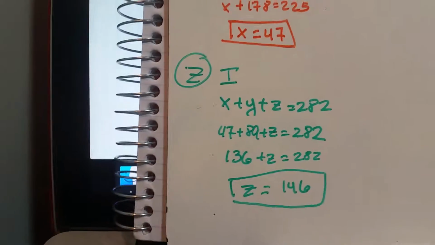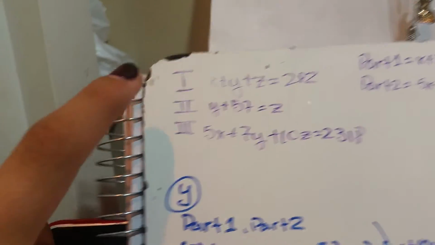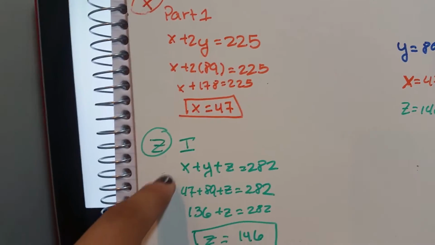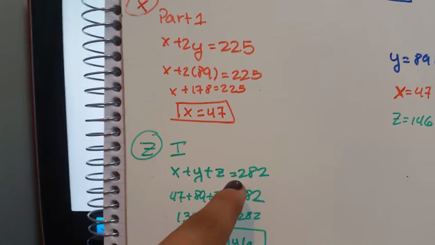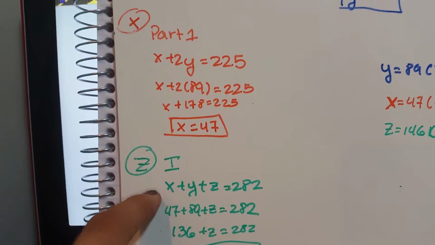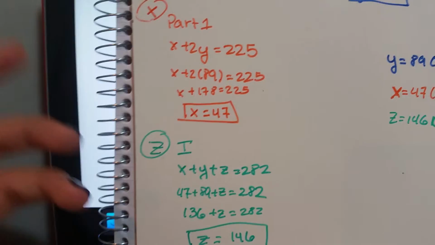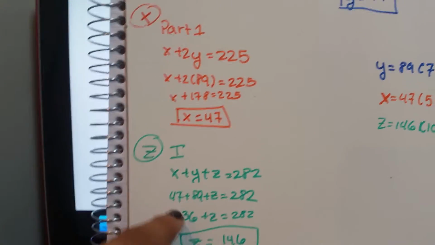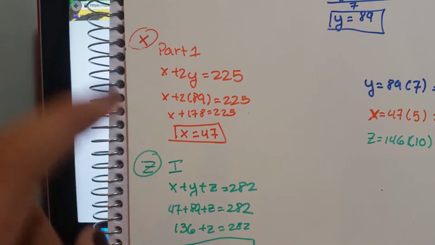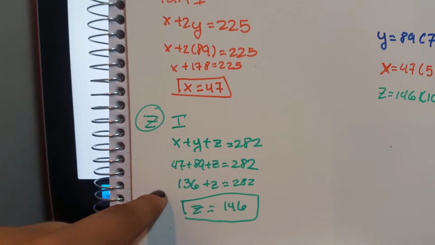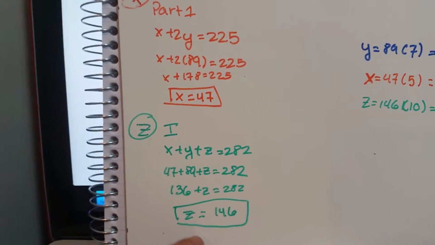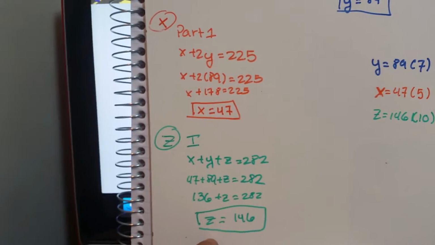Now to find z, you're going to use equation 1 that we came up with. Not part 1 or part 2, equation 1. The reason we're using equation 1 is because it has all the variables and the amount of tickets sold. We know what x and y is, so we can easily get rid of z. Find z by itself. So x is 47 plus y is 89 plus z equals 282. So 136 plus z equals 282. Subtract 136 on both sides, and z is equal to 146.